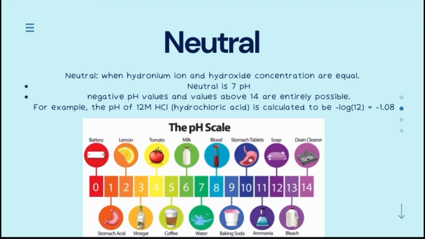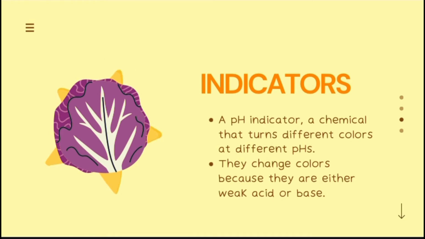But we also have here an example. So if we have the pH of 12M hydrochloric acid, it is calculated to be the negative log of 12, which is going to be negative 1.08. So this is a situation where negative pH values can happen, but at the same time it is very rare for it to happen.